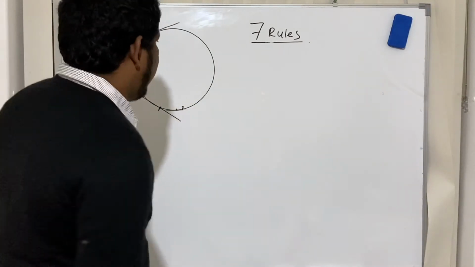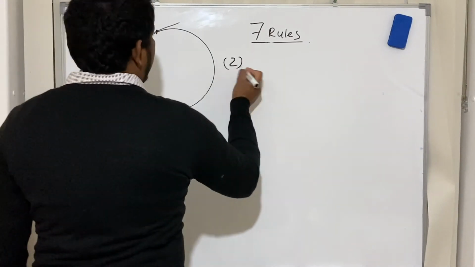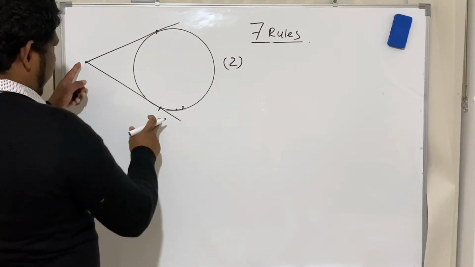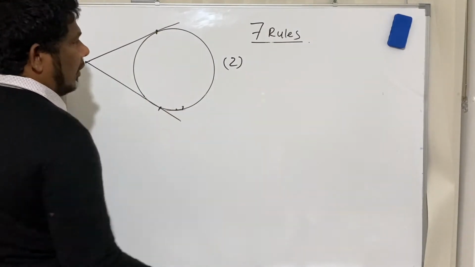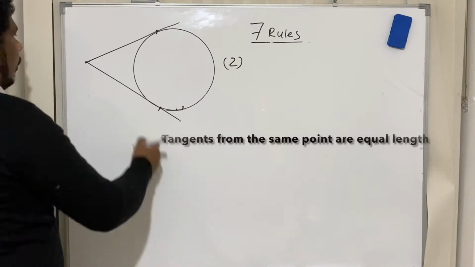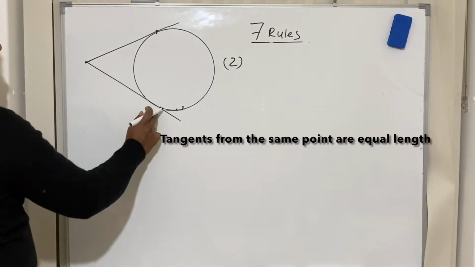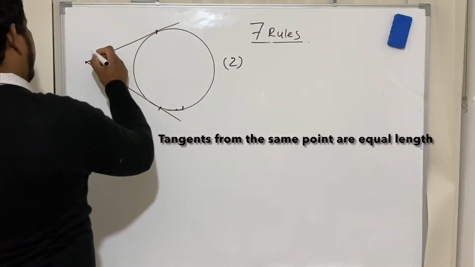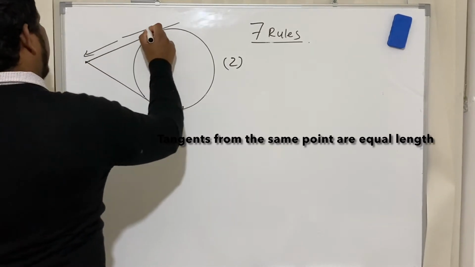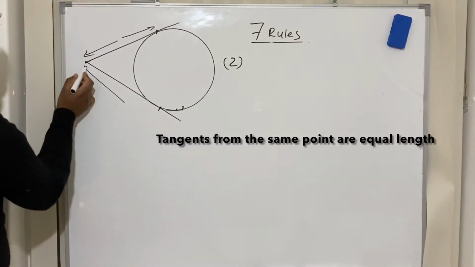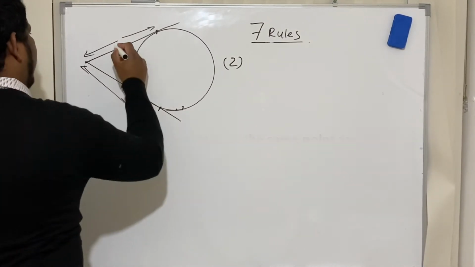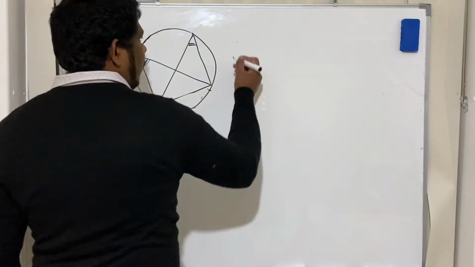Okay, next is the second rule. Tangents from the same point are the same length. So you can see two tangents here. They come from the same point. So this is the length of this tangent and this is the length of this tangent, and these are equal.